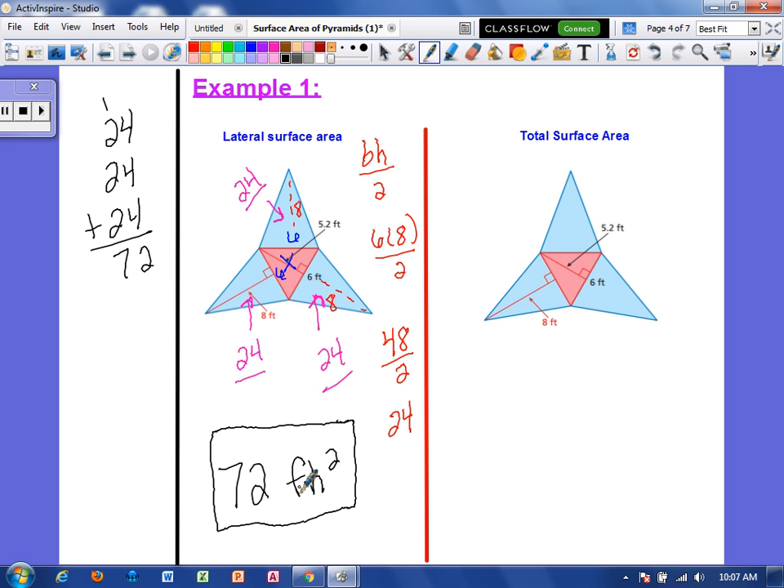Okay, now total surface area, we're working with the exact same figure. So I'm going to go ahead and label. I already know the area of these triangles is 24. So the only thing we have to do here is just find the area of the base. So the base is a triangle, which means we're going to be doing base times height divided by 2. If we look at this triangle, it's got a base of 6 and a height of 5.2. So that's 6 times 5.2 divided by 2. I'm going to come over here to work that out.